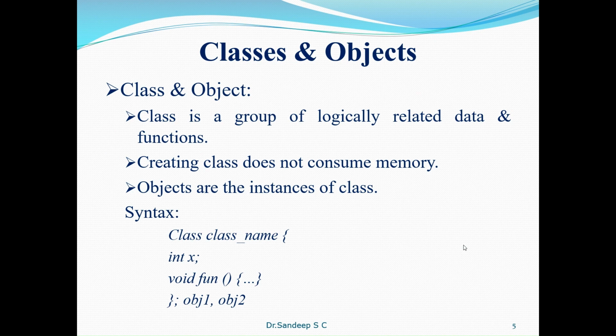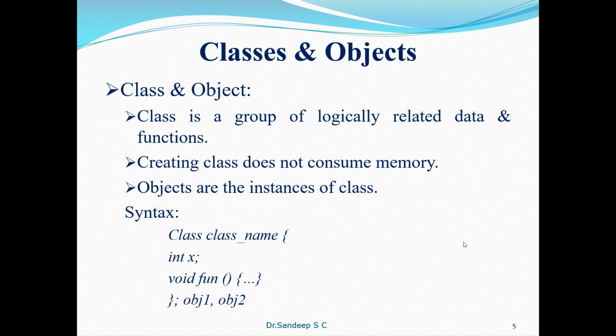Just by creating a class, that itself does not consume any memory. The memory is consumed only when objects of the class are created. That means we can say that a class is like a derived data type. Just declaring a type of data type will not consume any memory. When we declare a variable of that type, that is when the memory is consumed. So when we create objects of a class, that is when the memory is consumed. Objects are also referred to as instances of the class.